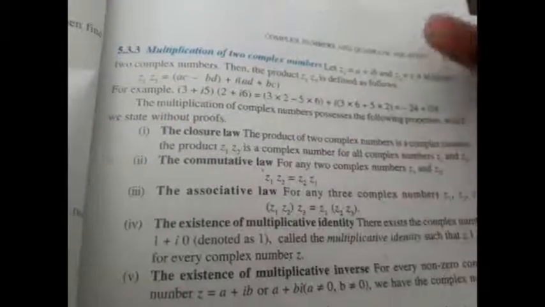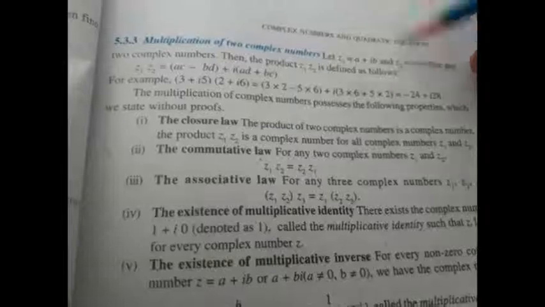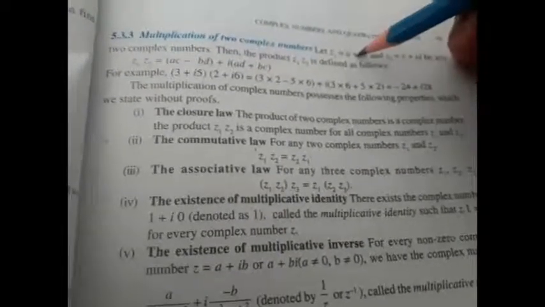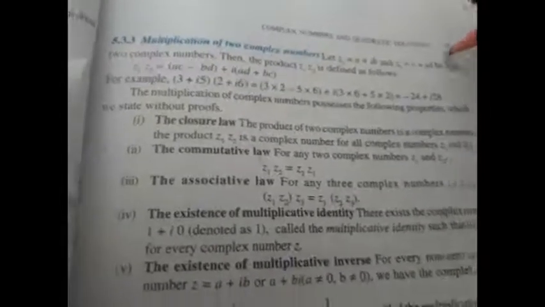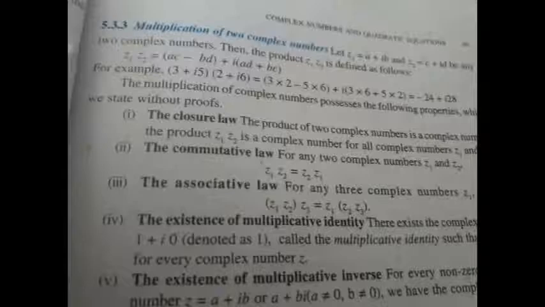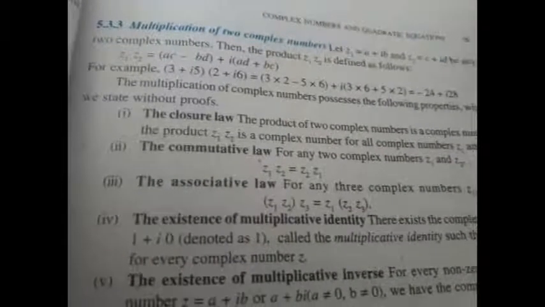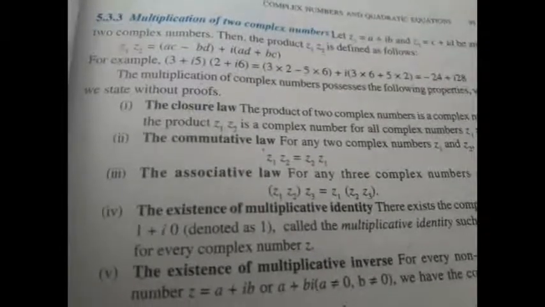Then let us move on to multiplication of two complex numbers. The multiplication, how will you do it? Z1 into Z2 means you have to multiply term by term. You have to multiply term by term: a into c plus a into id plus ib into c plus ib into id. When you have ib into id, i into i will become i squared. So that term will become minus. Right? So when we solve problems, it will be easy for you. It will be more clear.